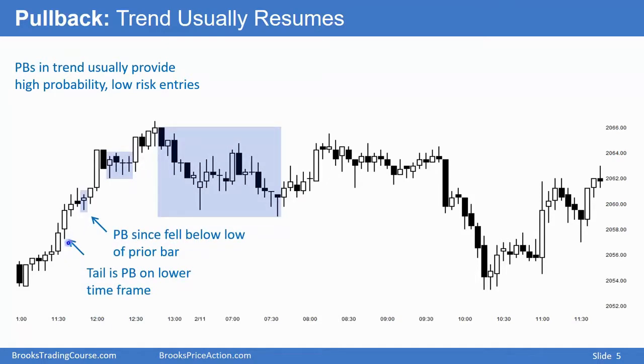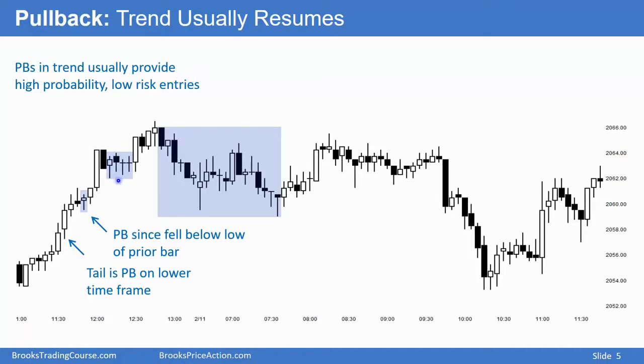This little tail on the bottom of the bar is probably a small pullback on a smaller time frame. The market went up here and then down more, and then up. And this is a pullback on this time frame, the 5-minute chart, because the low is below the low of the prior bar. Likewise, this is a pullback. And then here's a second pullback within the same bull flag.